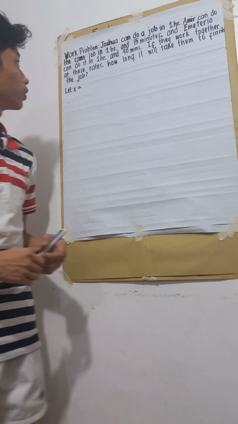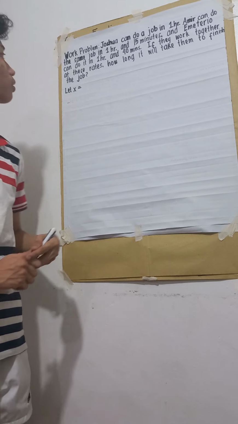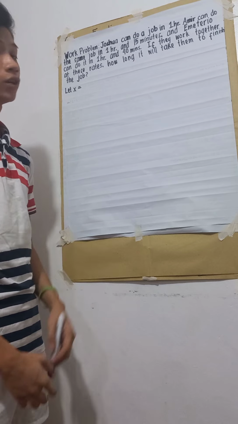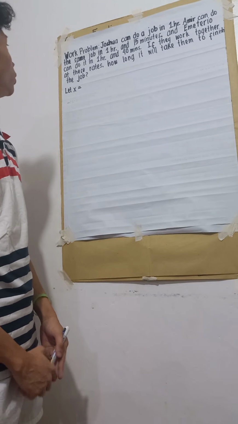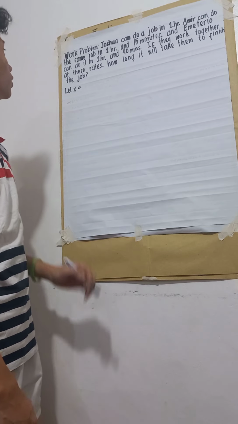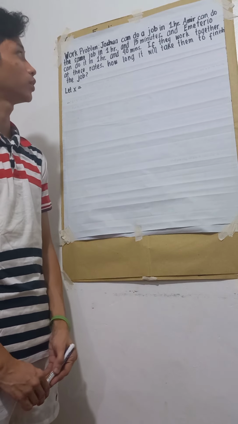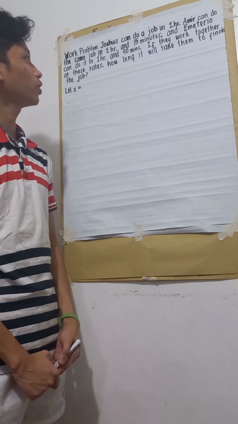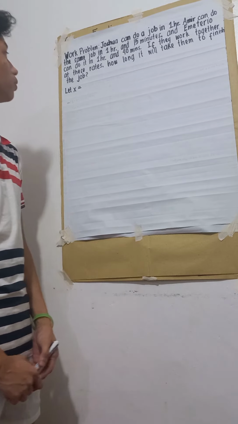Okay, next one is a word problem. Given the example, Joshua can do a job in 1 hour. Amir can do the same job in 1 hour and 15 minutes. And Emeterio can do it in 1 hour and 40 minutes. If they work together at these rates, how long will it take them to finish the job?